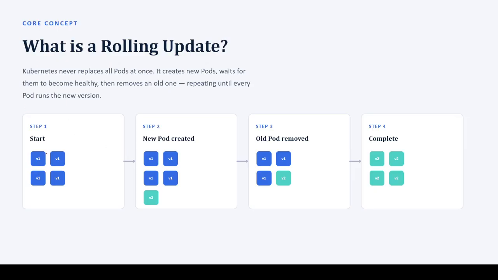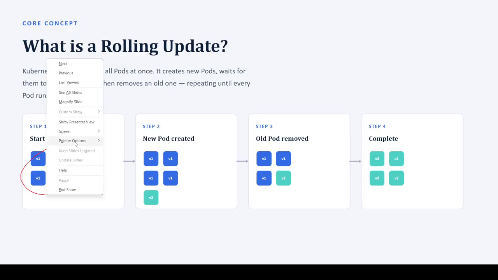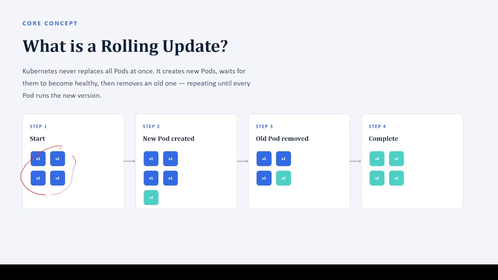Let's see exactly what happens under the hood. Let's say you currently have four pods running version v1. A new pod of version v2 comes, then one pod from v1 gets deleted, so now you have only 3 old pods. The same goes on, and now your whole application is running on version v2. This is basically the rolling update.